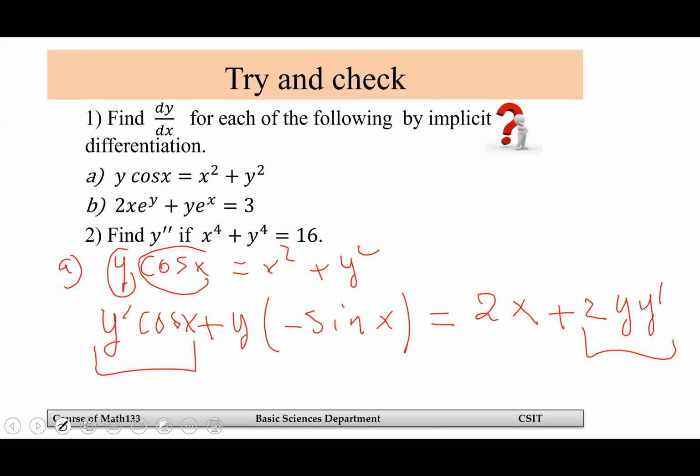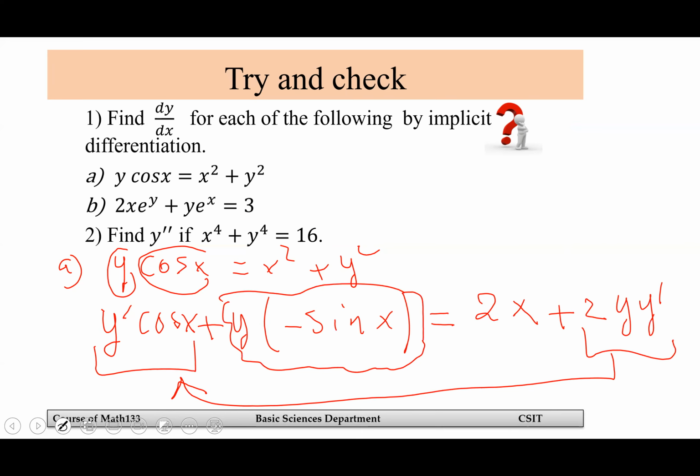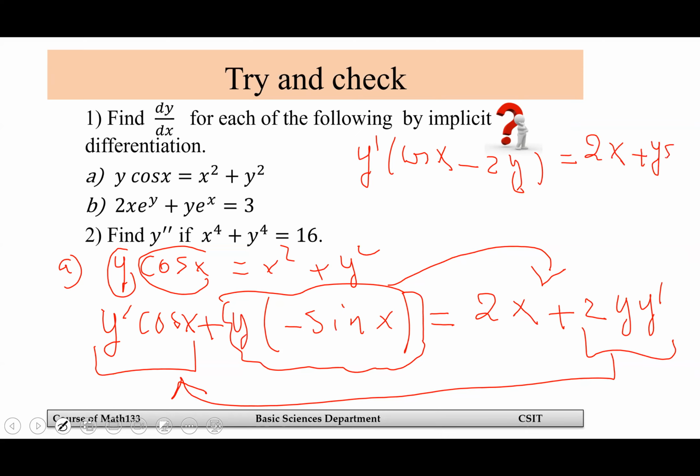Try to put them together. So I will move this here, and what is not depending on y prime, I will move to the right. So in the end, I will get y prime times (cosine x minus 2y) equal to 2x plus y sine x, because there is a minus in this term. When we let it go to the right, it will be plus.